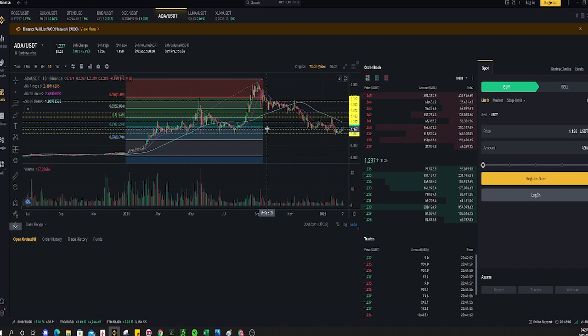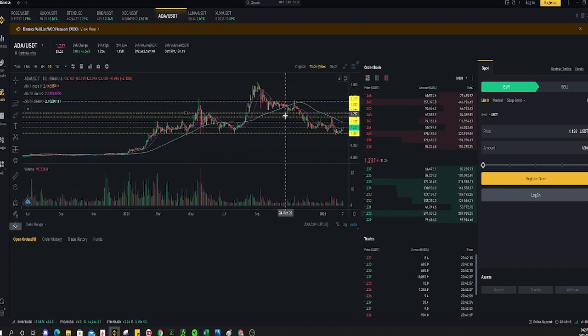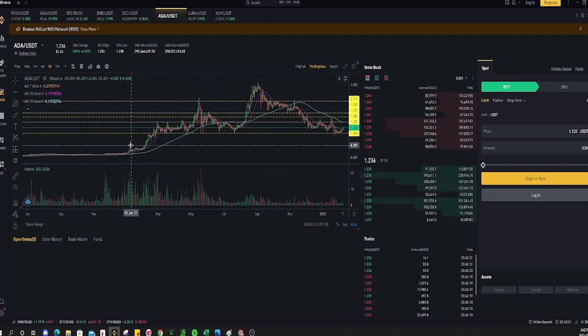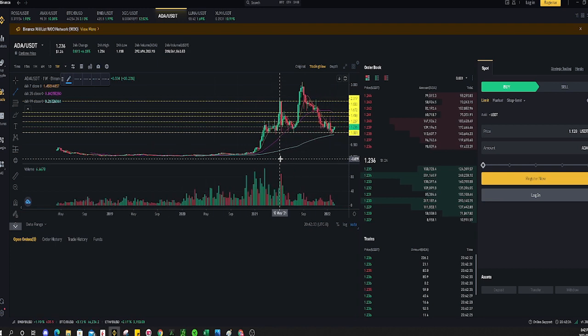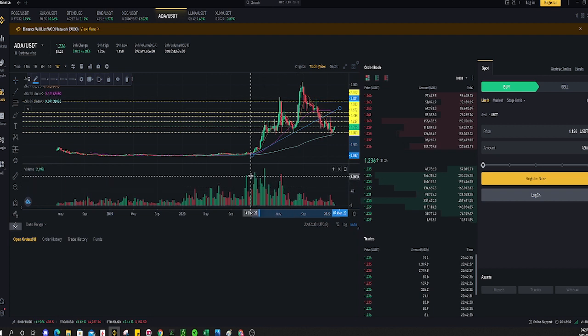I'm going to remove it for now, but yeah, this is how you draw your support and resistance line. The other thing you also want to look into is having a trend line, just to make sure that your areas of support are going to be shown later on in your charting, in areas of support and resistance.